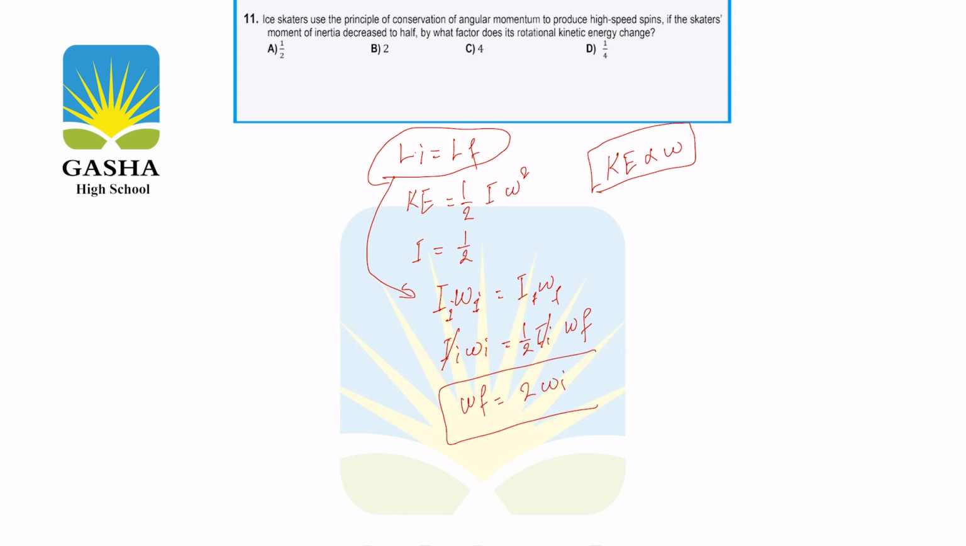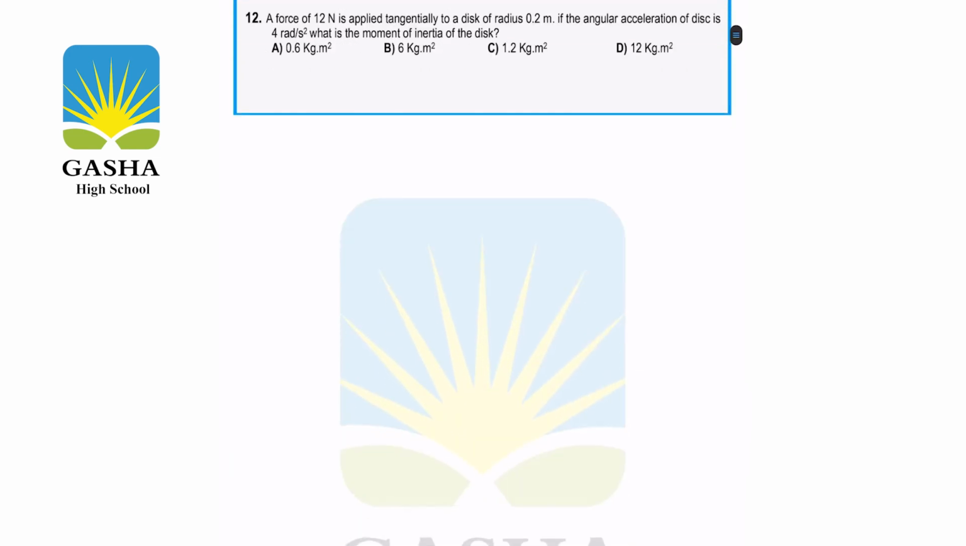And we already know that when you lower your moment of inertia, your angular speed is going to increase, because I is inversely proportional to omega. So since the angular speed is increased by 2 times, the kinetic energy also increased by 2 times. So B is the correct answer. Okay, let's move on to the next question, which is question number 12.